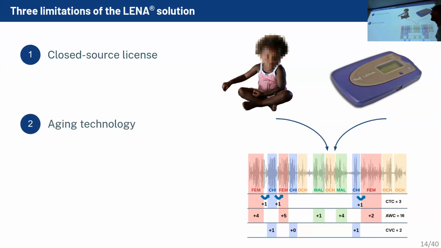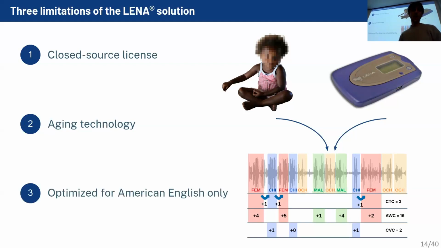The second limitation is that the technology they use to develop the speech processing pipeline is aging. It was developed in the early 2000s, a time when GMM-HMM were the state of the art. With 2 decades of progress in speech technology, we may expect better performance. And the third limitation is that it has only been optimized for American English, which may hurt its performance on other languages.